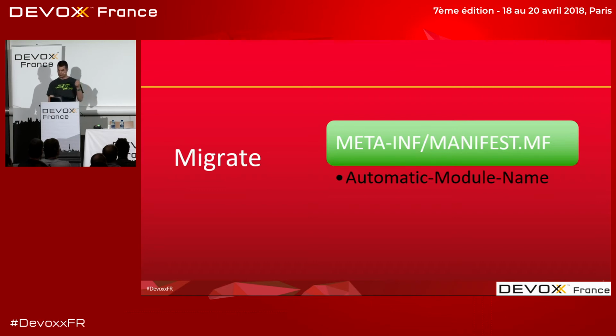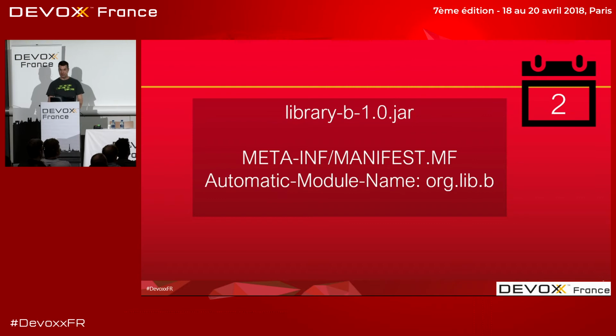library B was just too early to refer to another jar, to another module. So what library B should have done, it should have said, well, I cannot depend on file-based modules, so I add this automatic module name to the manifest file. And that way, my application D could use B as a module.